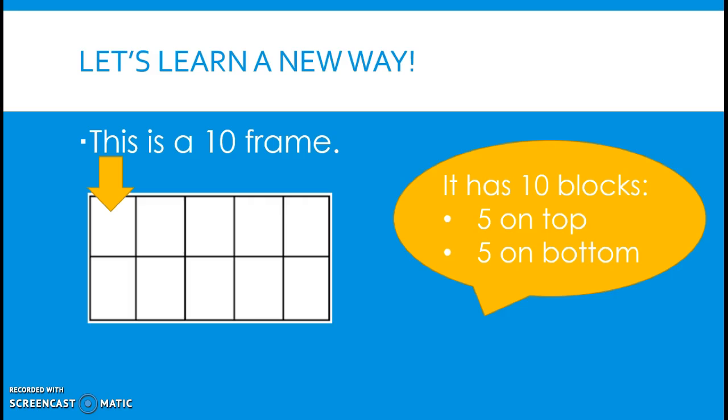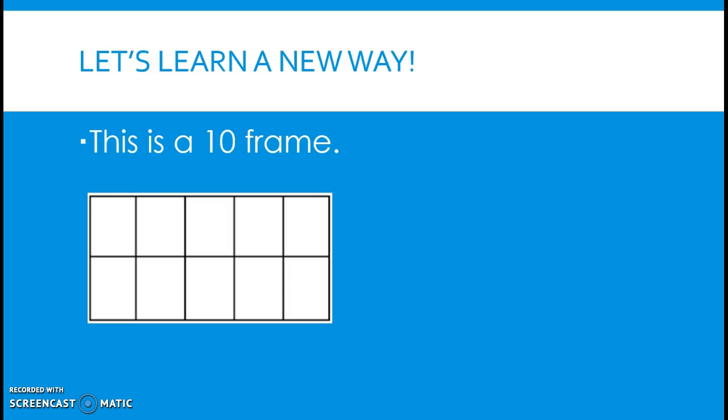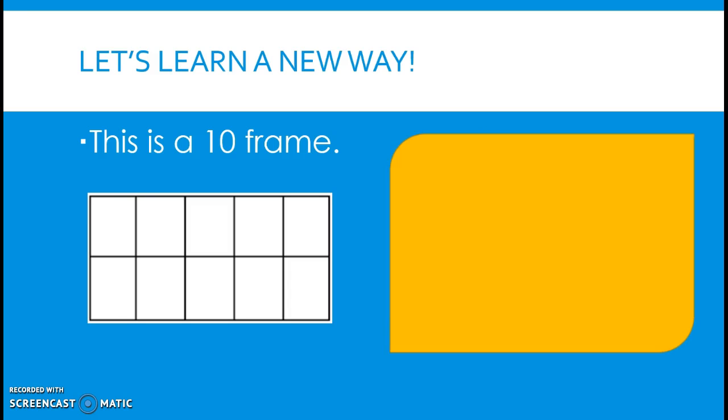This is called a 10 frame. It has 10 blocks, 5 on top and 5 on the bottom. Let's go ahead and practice counting. 1, 2, 3, 4, 5, 6, 7, 8, 9, 10. That's 10 blocks.